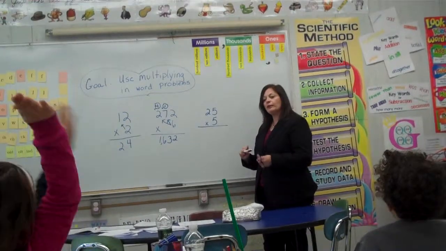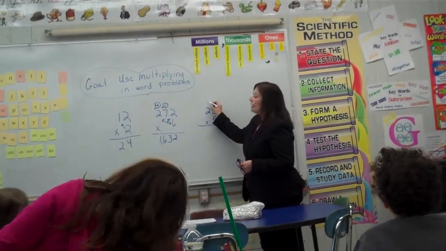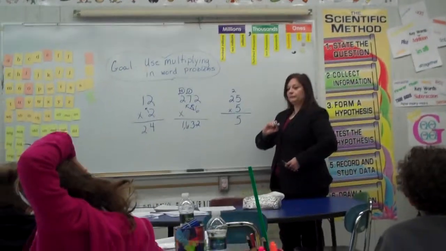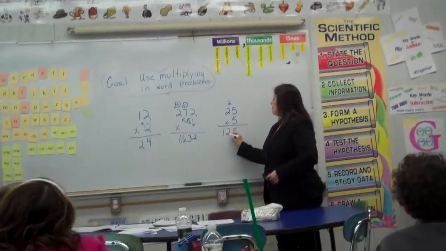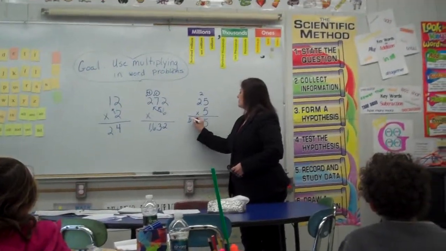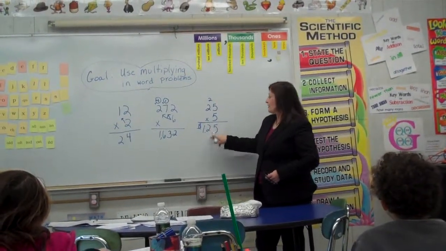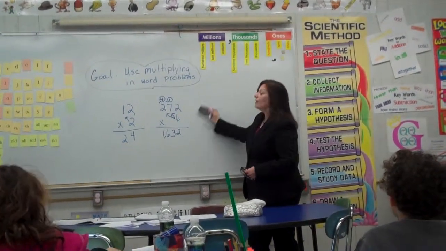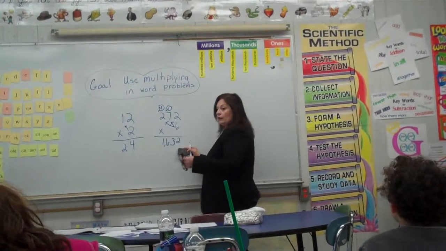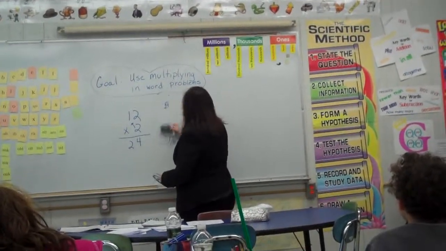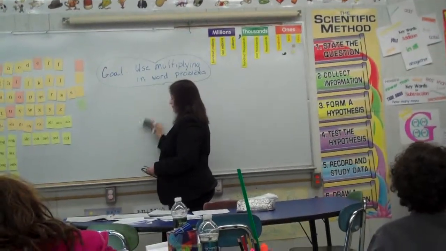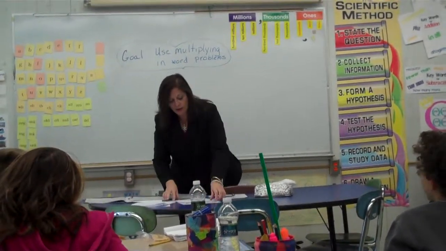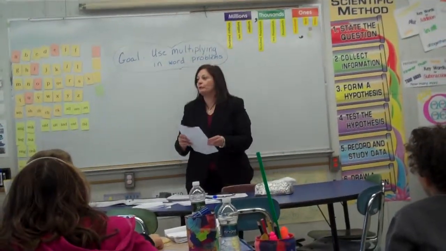What's 5 times 5, William? 25. So we put the 2 up here. Good. What's 5 times 2? 10, 12. How much would it cost for you to have 5 pencils? $1.25. Good. Okay. Beautiful. Okay. So now what I'm going to do is I'm going to hand out this word problem sheet.